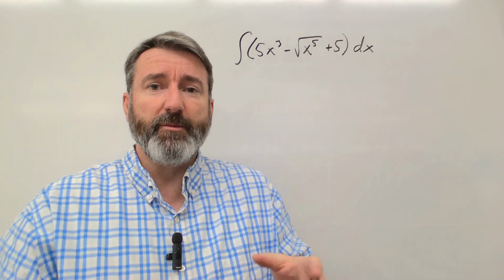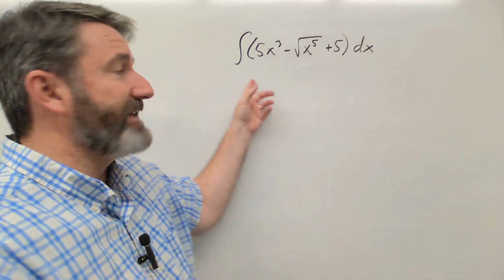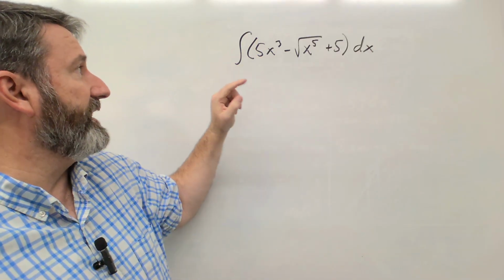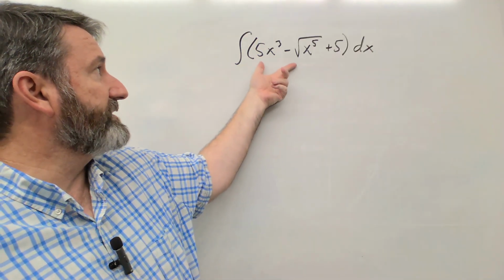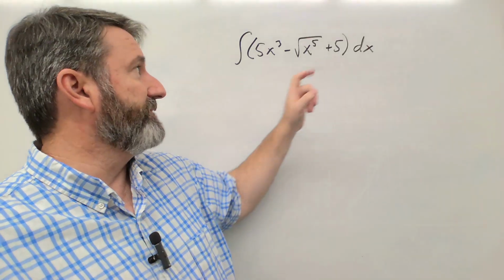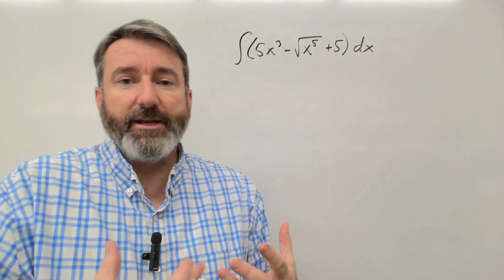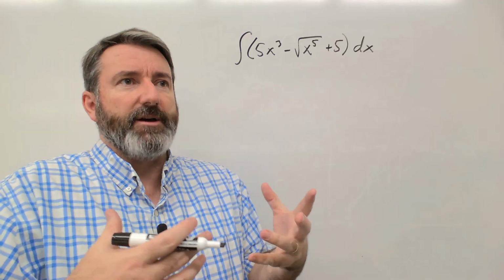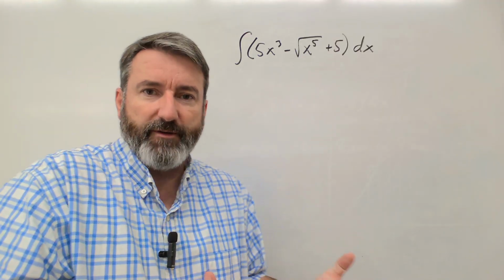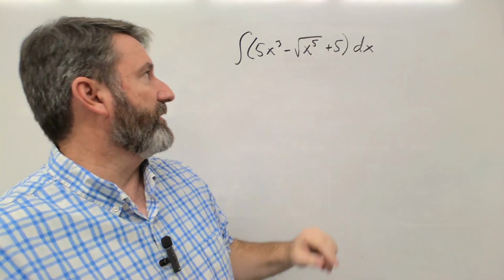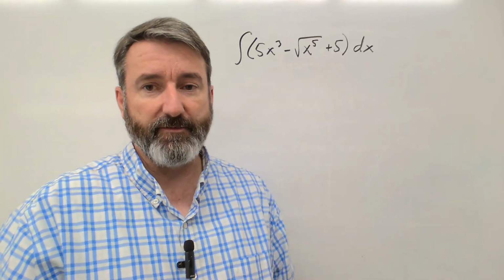All right, for this problem, we're asked to evaluate this antiderivative. So notice that we've got an indefinite integral of 5x cubed minus the square root of x to the fifth plus 5 times dx. So what we're trying to do here is ask ourselves what function's derivative would be 5x cubed minus the square root of x to the fifth plus 5.